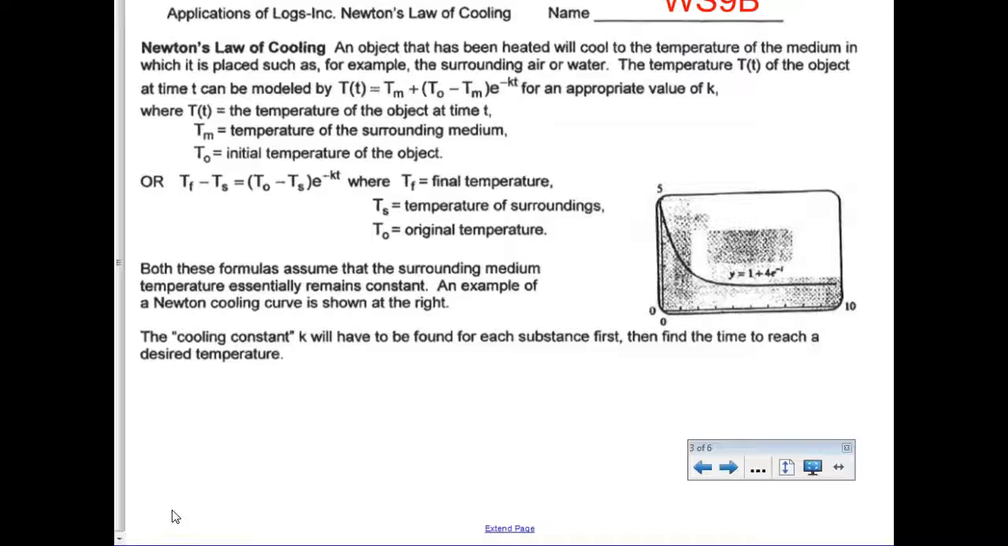So worksheet 9B, these are your notes, mostly on Newton's law of cooling, which is a very awesome application of an exponential function. We are going to be solving these as accurately as we can, which means we are no longer going to take the graphing approach for most of these questions. We're going to be taking a straight algebra solving approach.